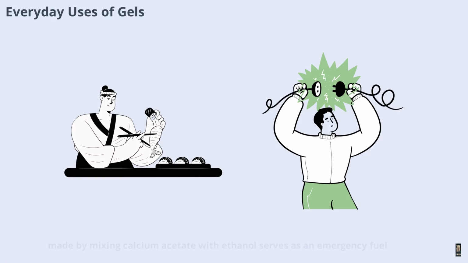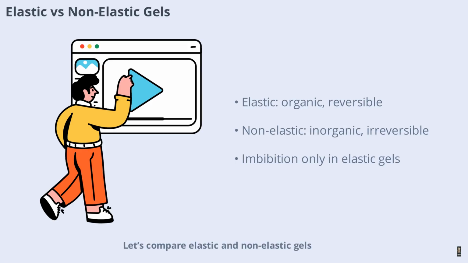Solid alcohol gel made by mixing calcium acetate with ethanol serves as an emergency fuel. The versatility of gels makes them indispensable in both domestic and industrial settings. Let's compare elastic and non-elastic gels.